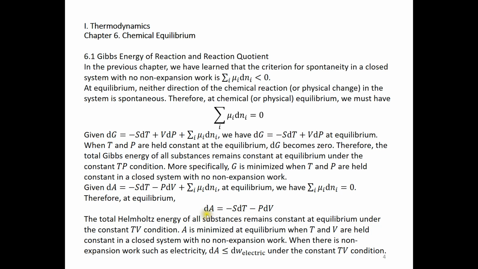More specifically, A is minimized at equilibrium when temperature and volume are held constant in a closed system with no non-expansion work. Now, what if there is some non-expansion work, like electric work? When there is electric work, then dA is less than or equal to dW of this electric work under the constant TV condition. And in this case, if there is electric work, then dG is less than or equal to dW electric.